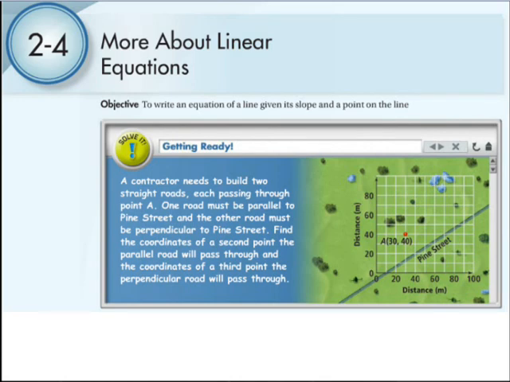If you have questions as we go, make sure you jot them down. Ask me in class or your teacher or strangers on the street or whatever for help on these kind of problems, okay? So, let's take a look.